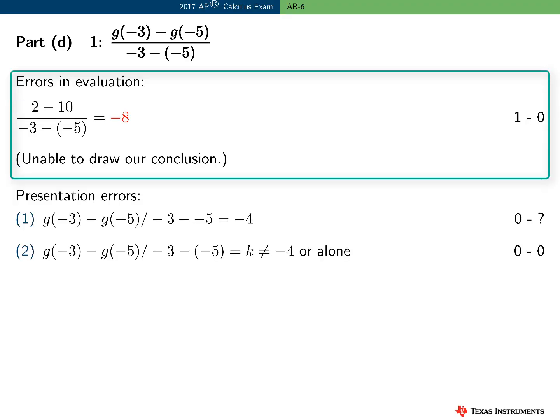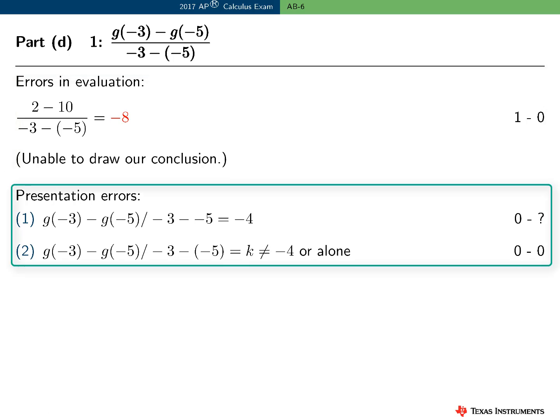If the student makes an error in evaluating their correct quotient, as shown in this example, they earn the first point, but they do not earn the second point. In this case, they are unable to reach our conclusion.